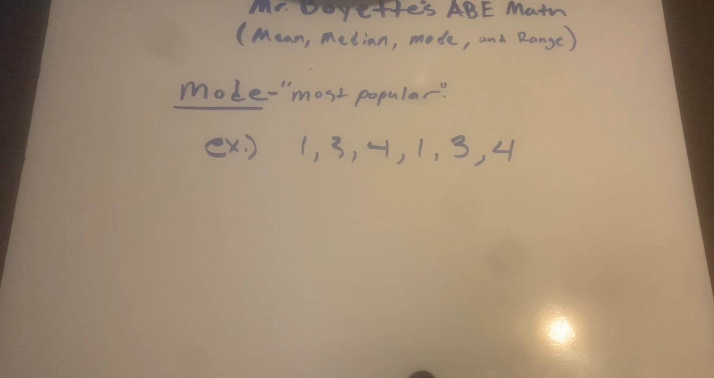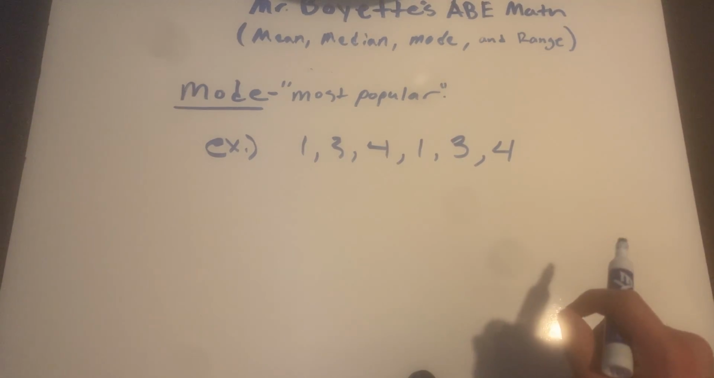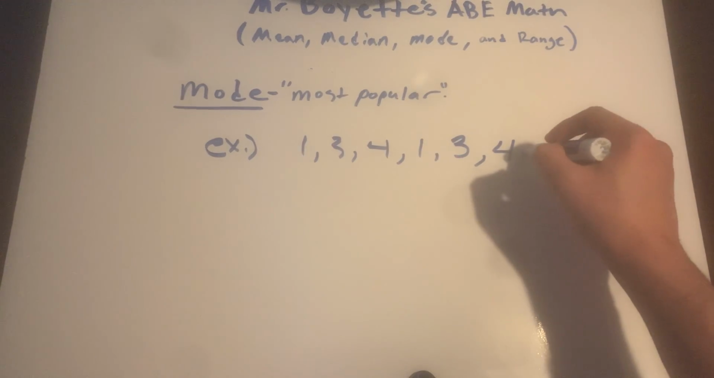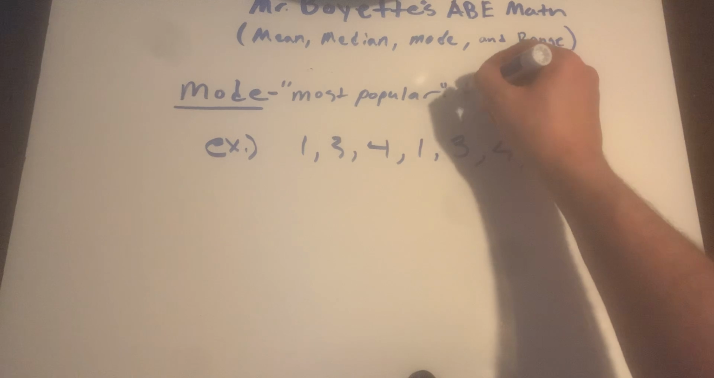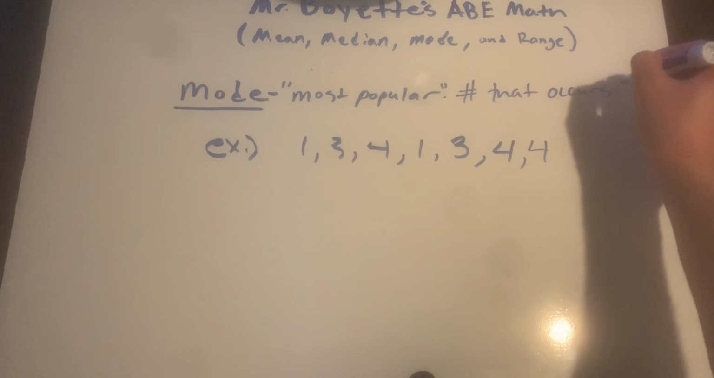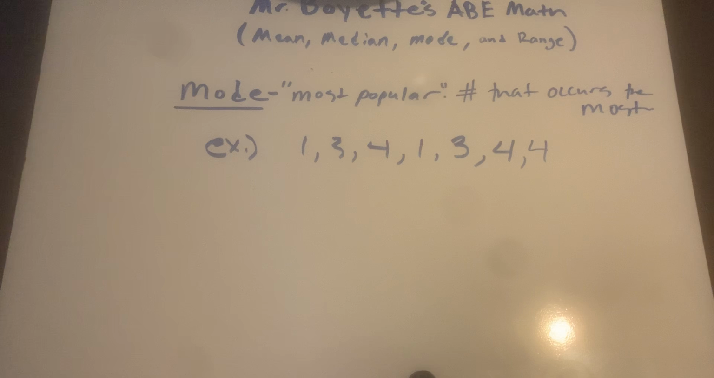If there are multiple numbers that repeat themselves more than once, you're going to use all of the modes. So in this case, the mode would be 1, 3, and 4, because all of them are tied for the most popular spot. Normally though, you're only going to have 1 most popular number. So if we add another 4 in there, 4 becomes the most popular number, and our mode is going to be just 4. Okay, so you're picking whichever number occurs the most. All right, so that's the mode.